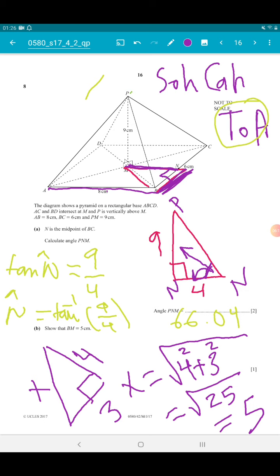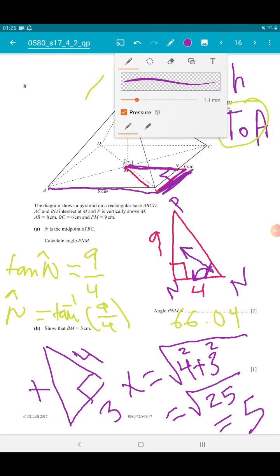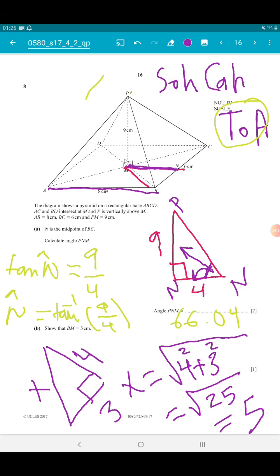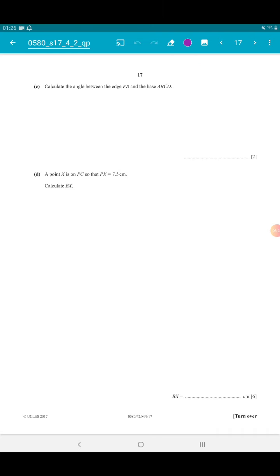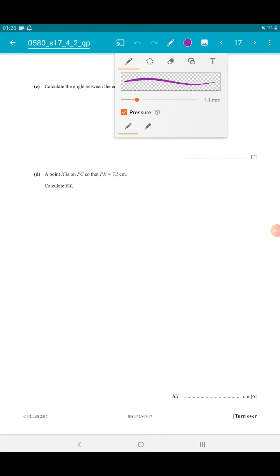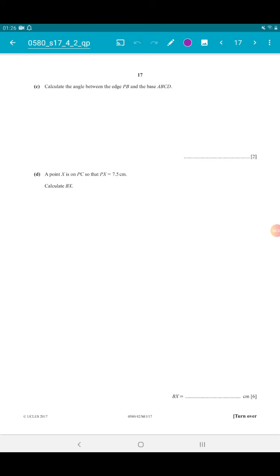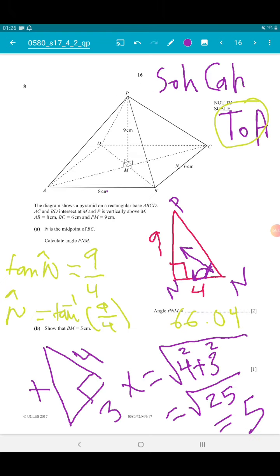Okay, go to the next page. Before that, I will erase the lines on the diagram in case we need to go back to this type. Now part C: calculate the angle between PB and the base. Go back to the question, where PB and the base. This is PB and this is the base.